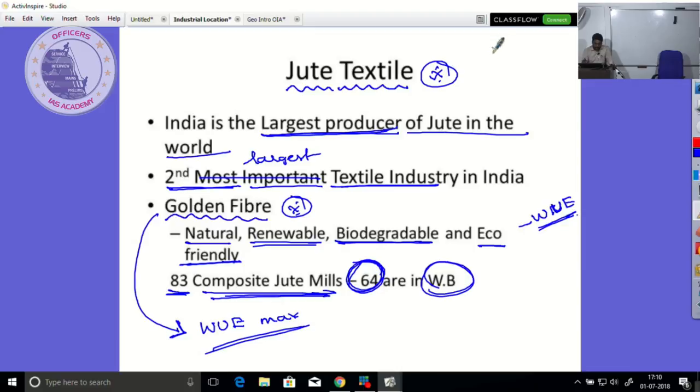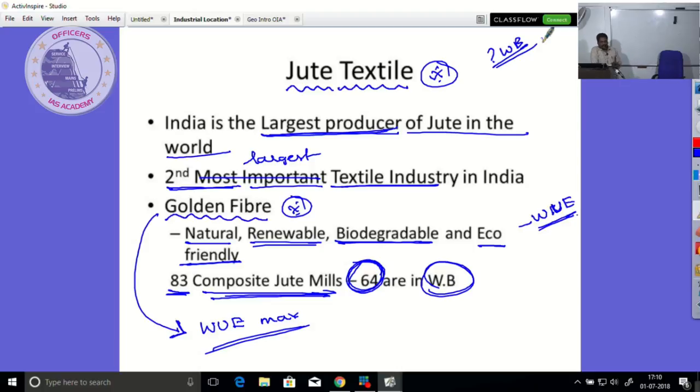Now, why West Bengal? That is a question, sir. Just to tell you, when I talk about jute growing, the geographical condition for jute growing is very similar to that of the cultivation of rice. So whatever conditions are needed for rice cultivation, the same conditions are needed for jute cultivation.